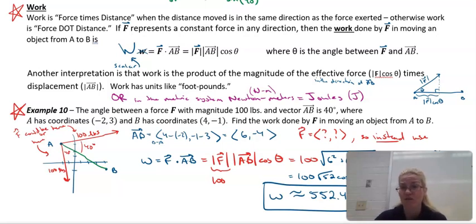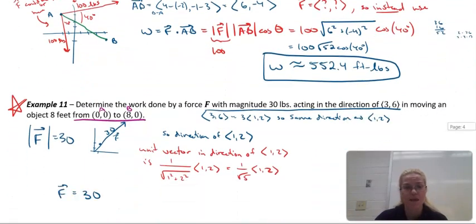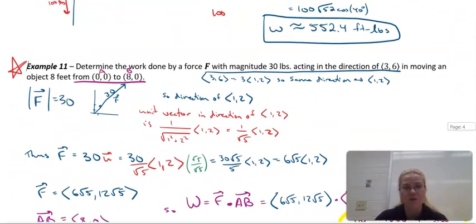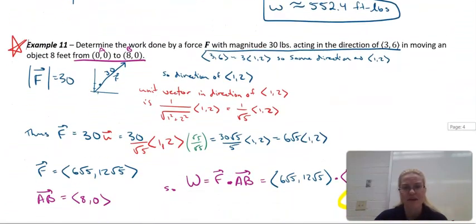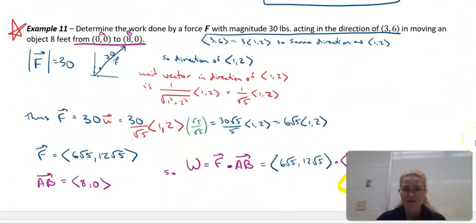And you've got two forms you can use. In the metric system, they use joules, which is a Newton meter. In class today, we worked through example 11, and that's where we ended. So just to review example 11, determine the work done by force F with magnitude 30 pounds acting in the direction of 3, 6. So again, here's my force. It's got a magnitude of 30 pounds. It's acting in the direction of 3, 6.